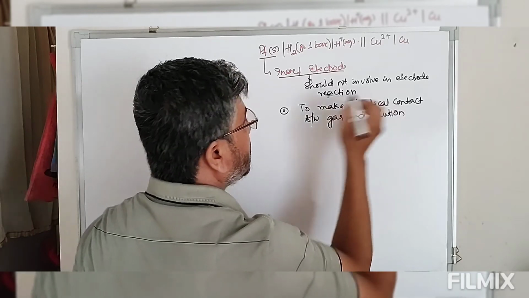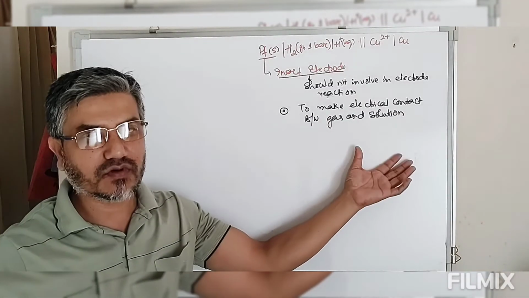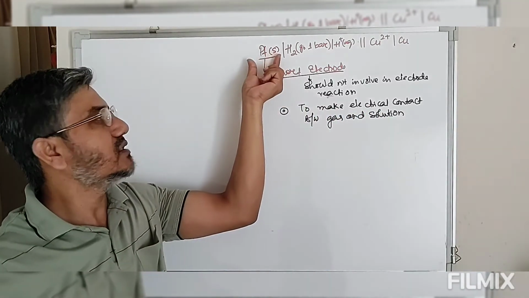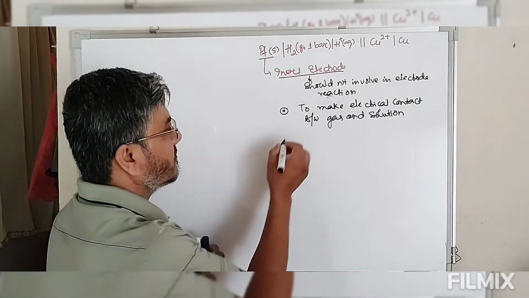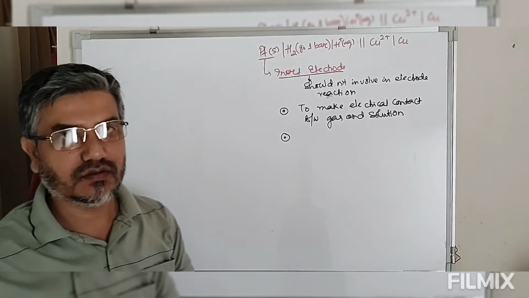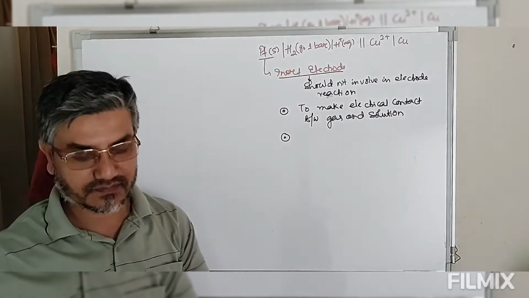So without the use of this inert electrode, there cannot be electrical contact. Electrical contact is very much required for this electrode reaction to take place. So whenever we have a gas, this inert electrode should always be used. Second, the surface of this inert electrode provides the surface for the electron reaction.